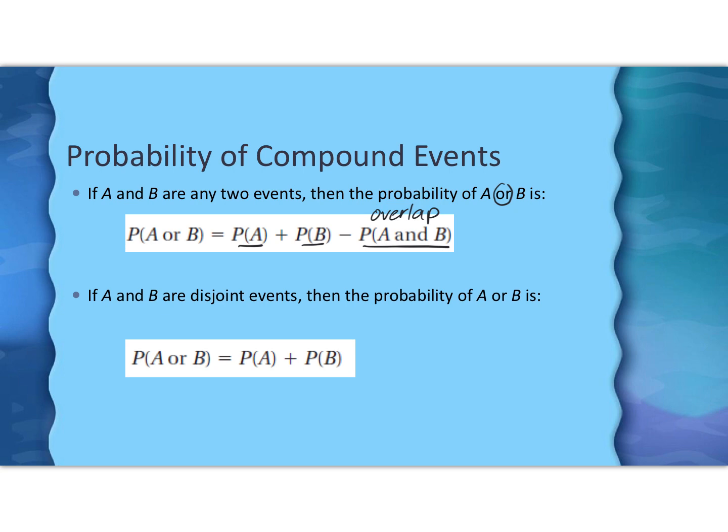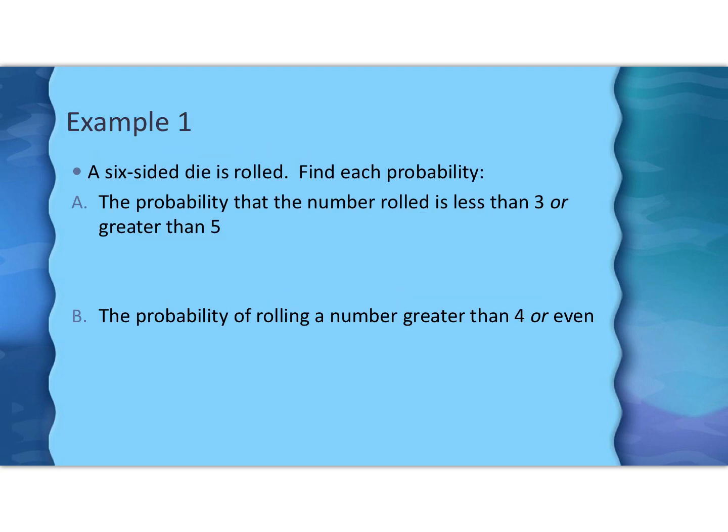Now, if they happen to be disjoint events, then it's easy. The probability of A or B occurring is just the probability of A plus the probability of B. In other words, notice that when it's disjoint, you don't have to subtract the overlap. So let's start working some out and see how this relates.